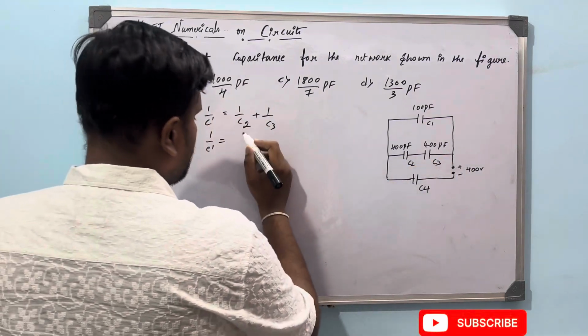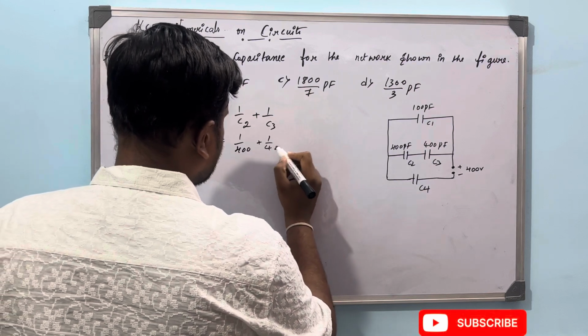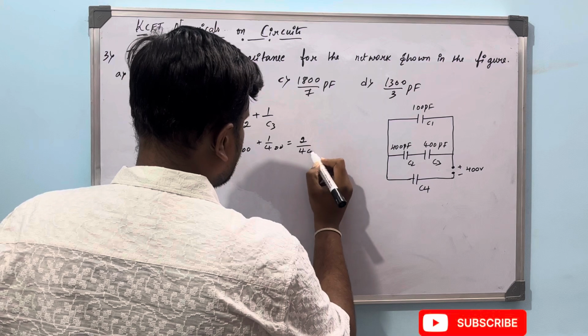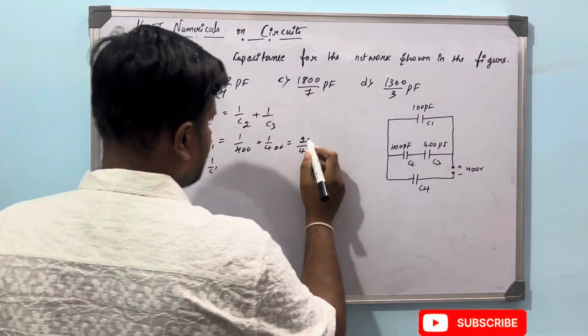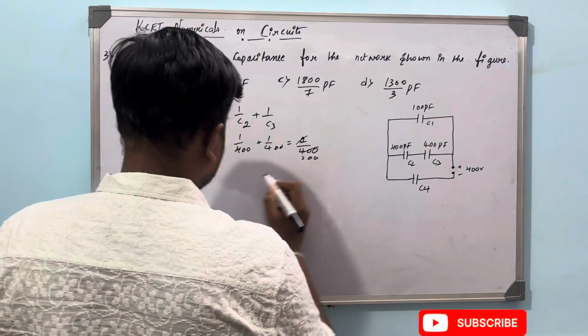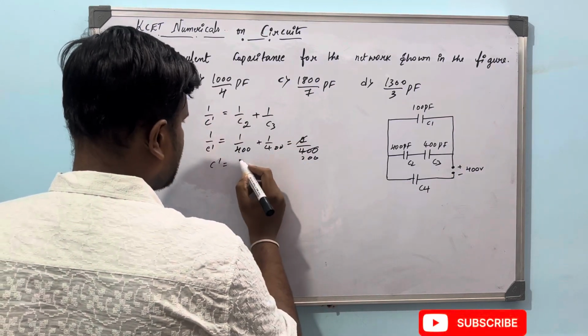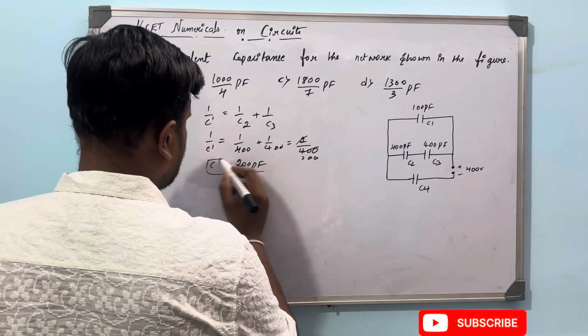Okay, so here 1 by C dash is equal to, C2 and C3 values are both 400 only, so it becomes 1 by 400 plus 1 by 400, that is equal to 2 divided by 400. So 1 by C dash is equal to, 2 2s are, so if you take a reciprocal, C dash becomes 200 picofarad. Okay, so this is the C dash value.